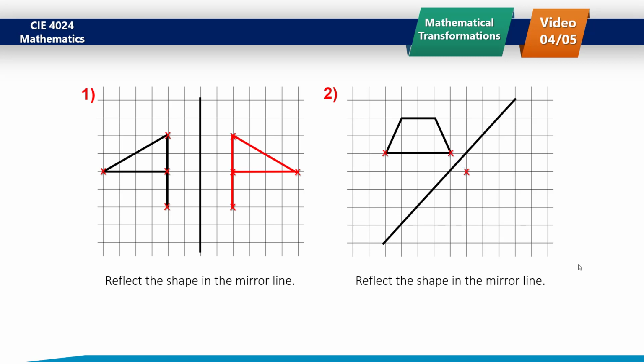Now take the second vertex and measure the perpendicular distance. It's 2.5 diagonals, so it must be 2.5 diagonals in the opposite direction. Now take the third point, it's 2 diagonals away, so that must be 2 diagonals away from the mirror line as well. And the fourth one, it's 3 diagonals, so it must be 3 diagonals away as well. Now join these points, and you will have the inverted or reflected image.